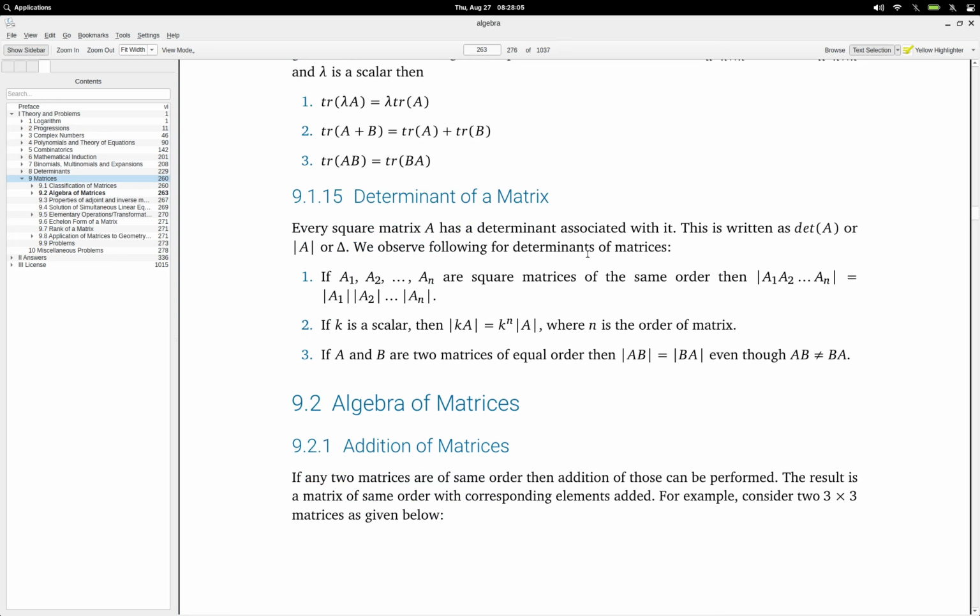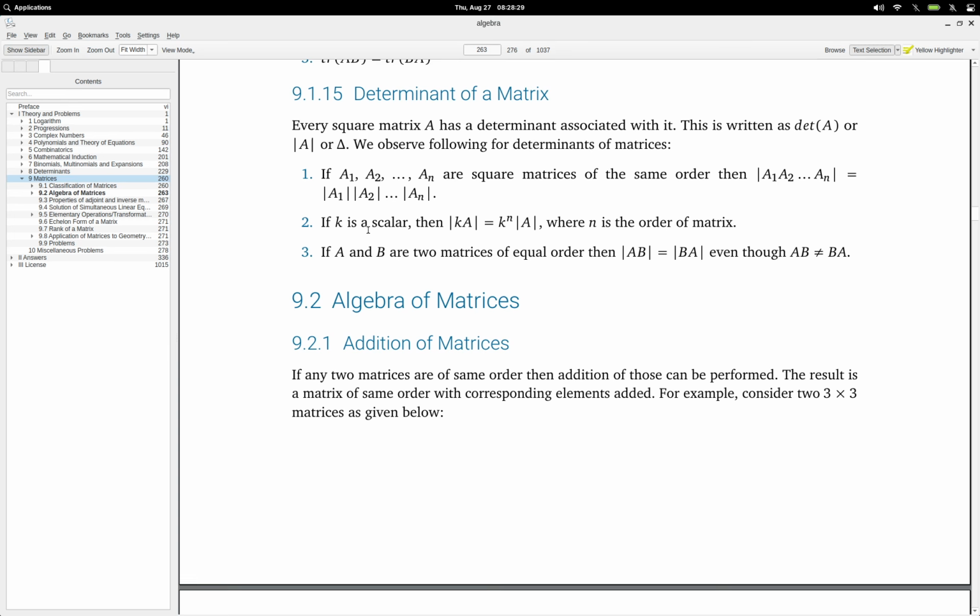We observe the following for determinants of matrices. If A1, A2, up to An are square matrices of the same order, then the determinant of A1, A2, up to An is equal to the product of determinant A1 times determinant A2 up to determinant An. If k is a scalar, then determinant kA is equal to k to the power n times determinant A, where n is the order of the matrix. If A and B are two matrices of equal order, then determinant of AB is equal to determinant of BA, even though AB is not equal to BA.